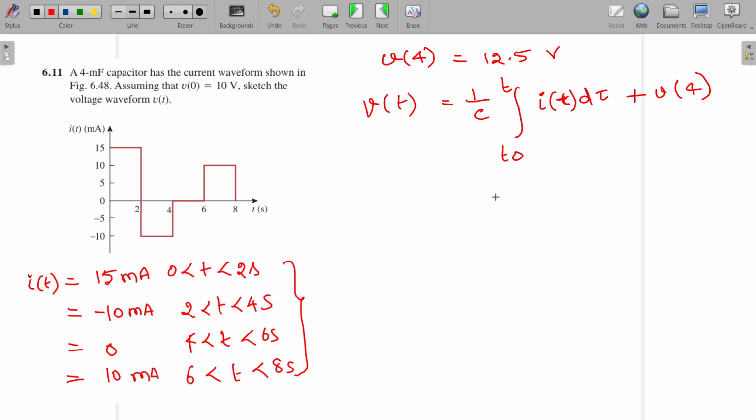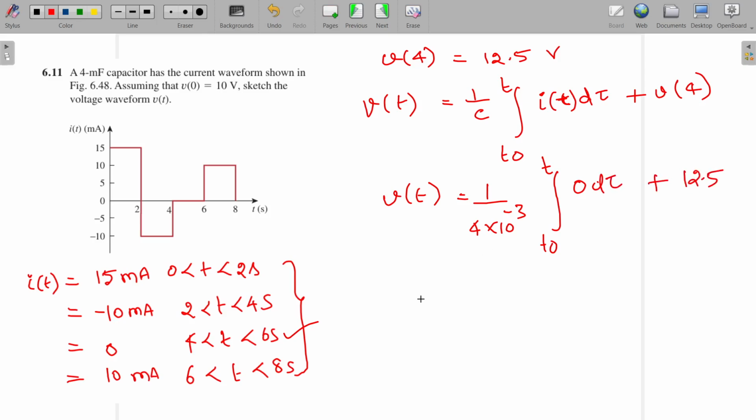So we have this formula, but now we are going to apply it for this third equation of I of t. So V of t is equal to 1 by C, which is 1 by 4 into 10 power minus 3, and here you have this value as 0, 0 into d tau, plus V of 4, which is 12.5. So this is 0 plus 12.5, that is equal to 12.5.